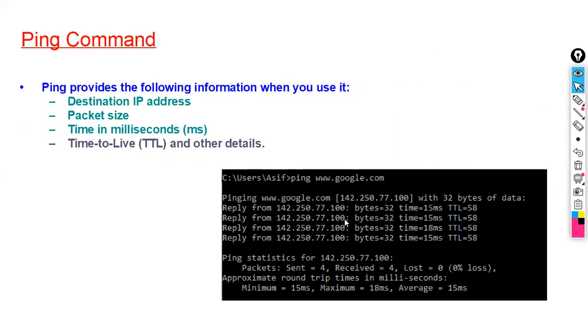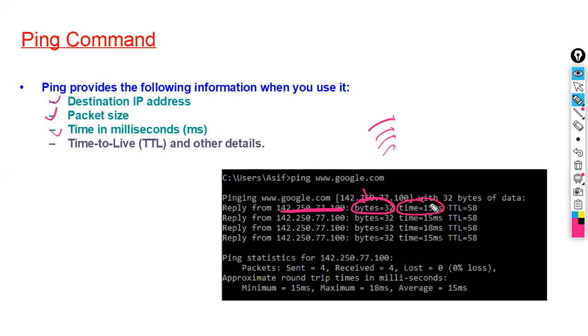Now guys, what information will you get with this ping command? You will get information like the destination IP address. You will get the packets. We have just discussed that it will send 4 requests, 4 packets, known as echo requests. So this is the size of that packet, 32 bytes, and you will get the time in milliseconds.